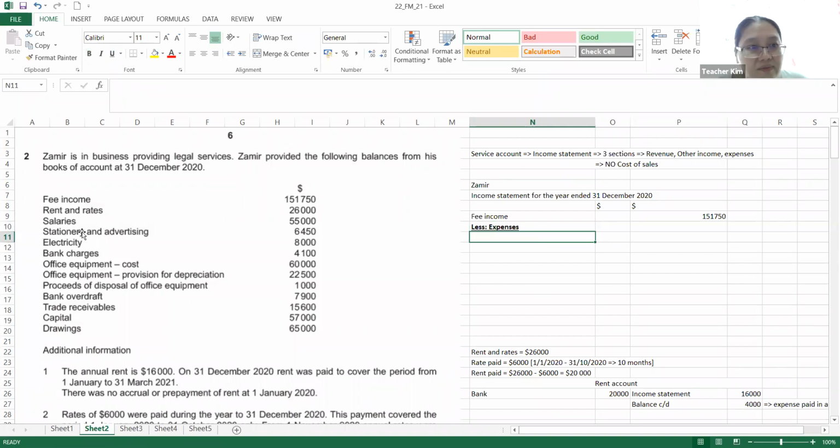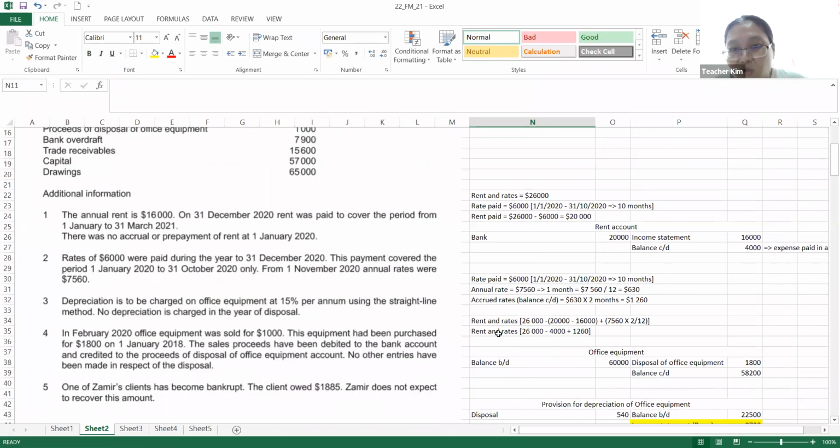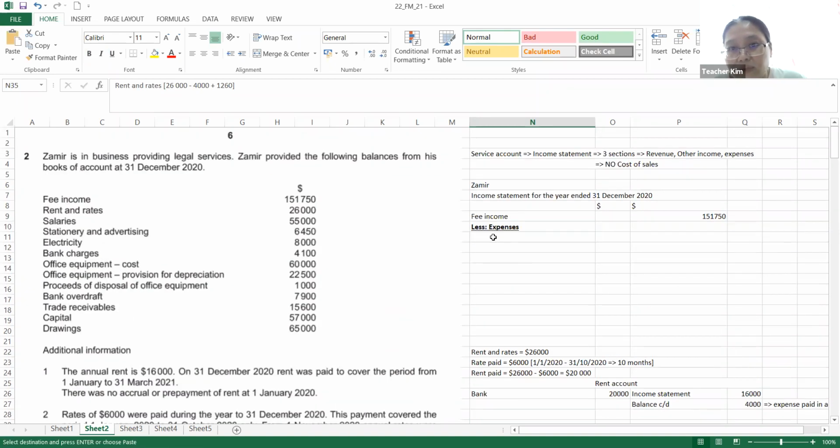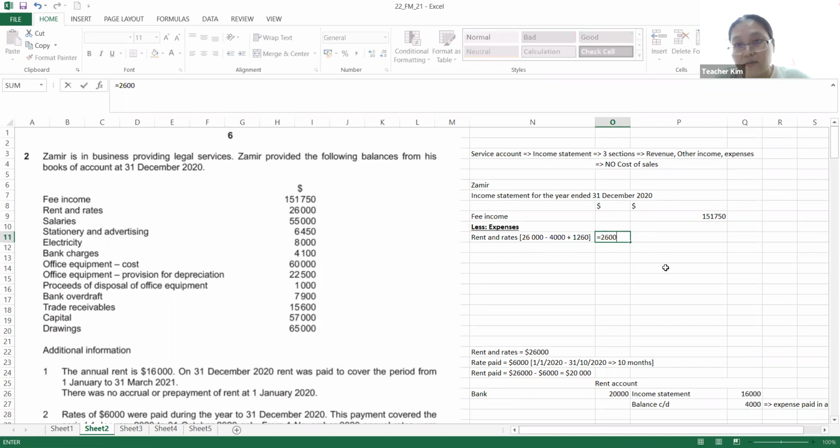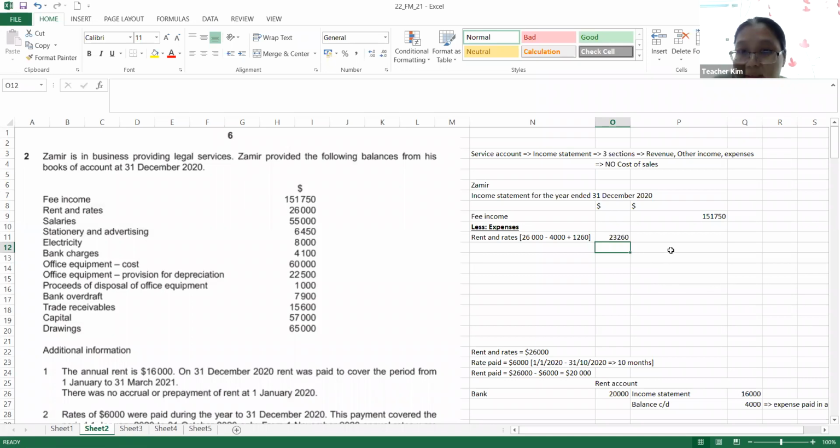Okay. What are the expenses that we have? We list down first. Later on, we look into the amount. Rent. Okay. For the rent and rate, as I said, show your working, how you get your answer. So here, the amount is this one. So we put in 26,000 minus 4,000 plus 1260. So the amount is 23,260.